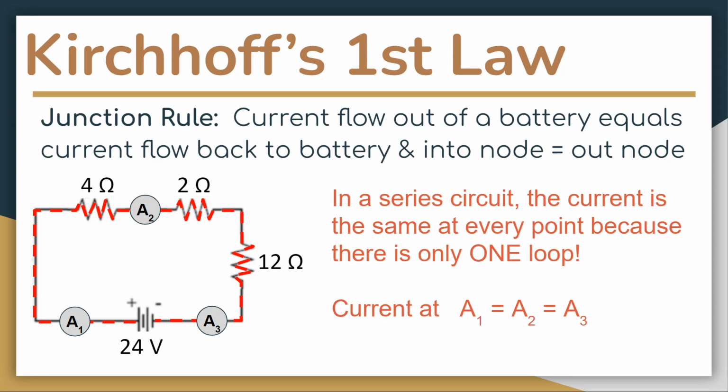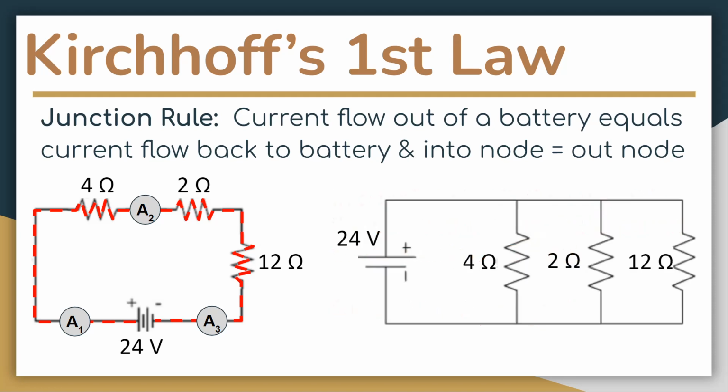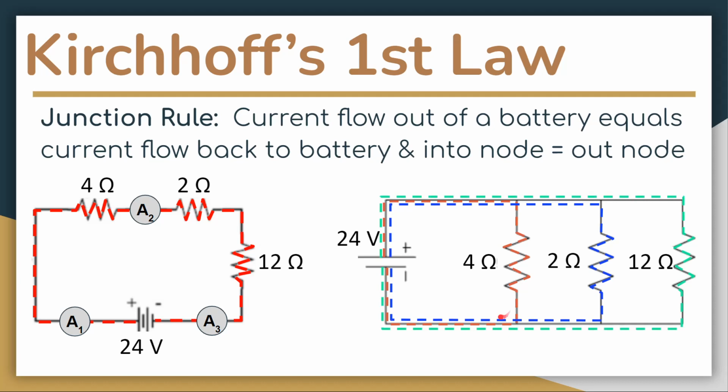A1 equals A2 equals A3. Okay, we can also apply this same law to a parallel circuit. But in a parallel circuit, when my charges leave my battery, some of those charges follow this red loop, some follow this blue loop, and some follow this green loop, because there are 3 loops here, not just one.